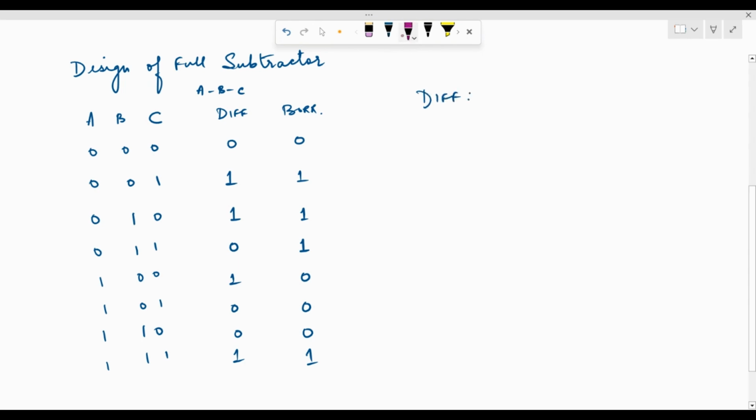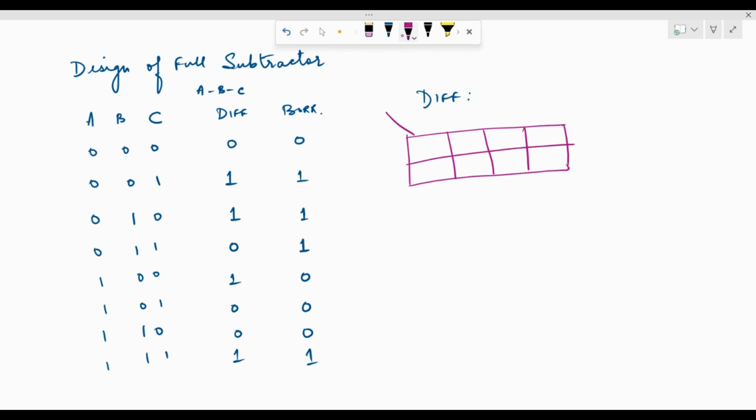So if I draw the grid, it's going to be a 3 variable K-map because there are 3 inputs involved. So I have A and BC. This should be in the gray code representation. So 0, 1, 2, 3, 4, 5, 6, 7. I have numbered the minterms. So here if we see, I have 1, 2, 4 and 7.